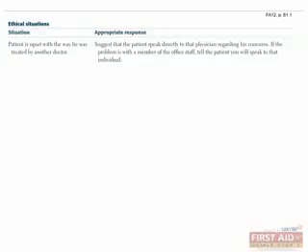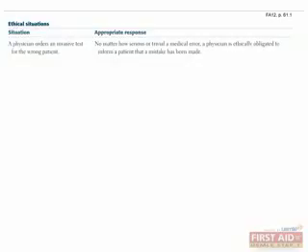If a patient is upset with the way he was treated by another doctor, the appropriate response is to suggest that the patient speak directly to that physician regarding his concerns. If the problem is with a member of your office staff, tell the patient you will speak to that individual yourself. What happens when a physician makes a medical error?